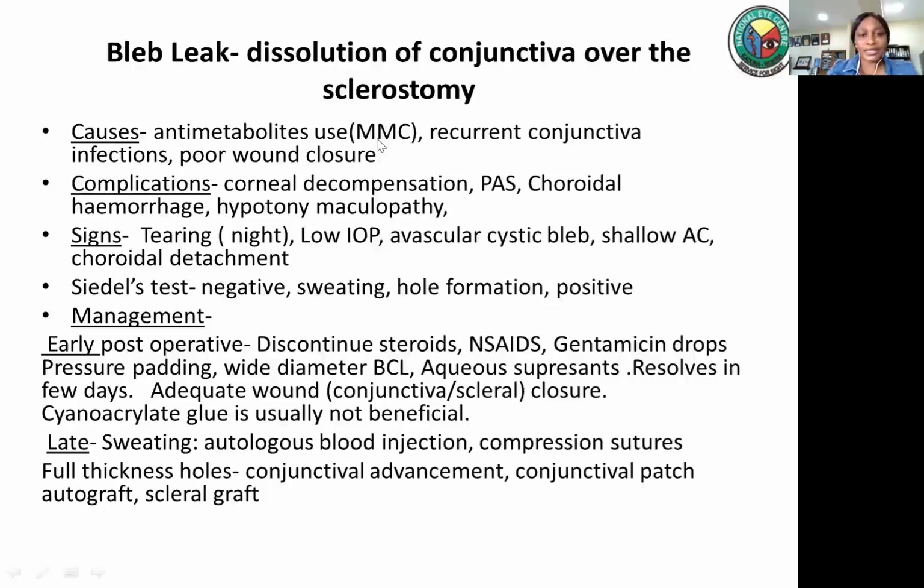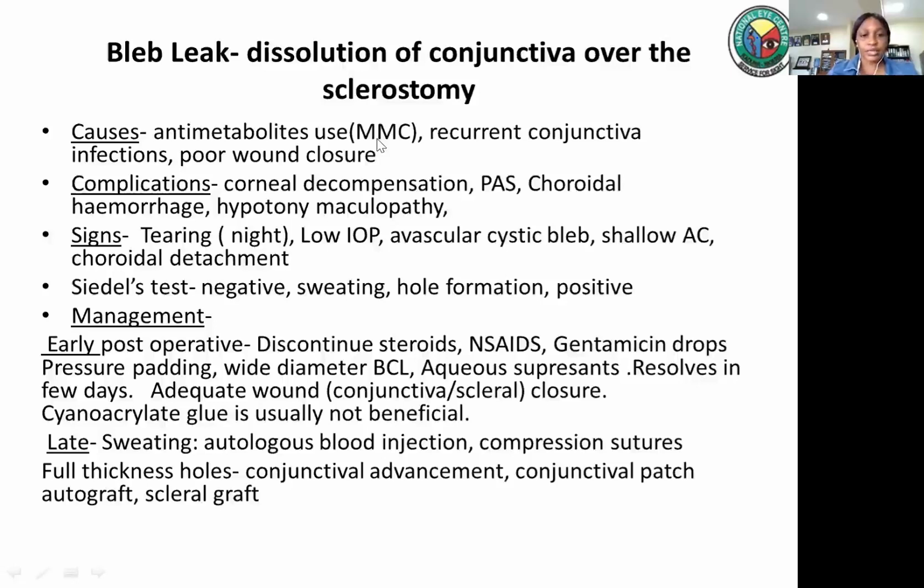Some may come in and initially there's a negative Seidel's test, but with time, as the bleb leak increases, it becomes a sweating bleb, then with hole formation, it becomes a positive Seidel's test. Now, it's very important that we manage a bleb leak on time and appropriately, because we should remember that a trabeculectomy is a fistula that opens into the eye. So it means these patients are predisposed to infections, blebitis, and worse, endophthalmitis.